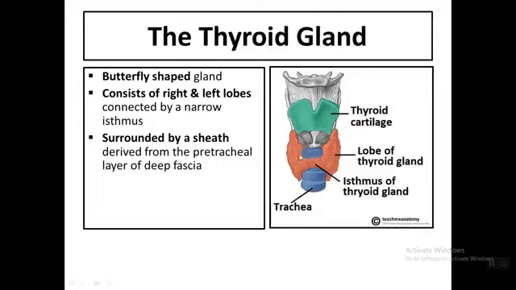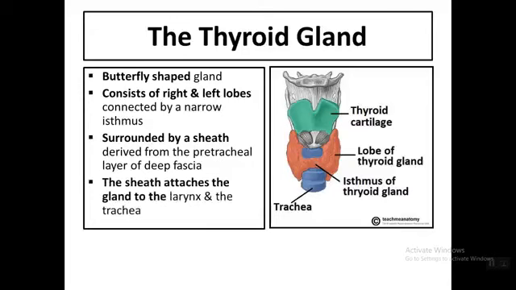The thyroid gland is attached to the larynx and the trachea by this sheath, which is called the pretracheal sheath. The sheath, as we said, attaches the gland to the larynx and the trachea، يعني راح تكون هذه الغدة مرتبطة ارتباط وثيق باللارينكس والتراكيا بالpretracheal sheath.